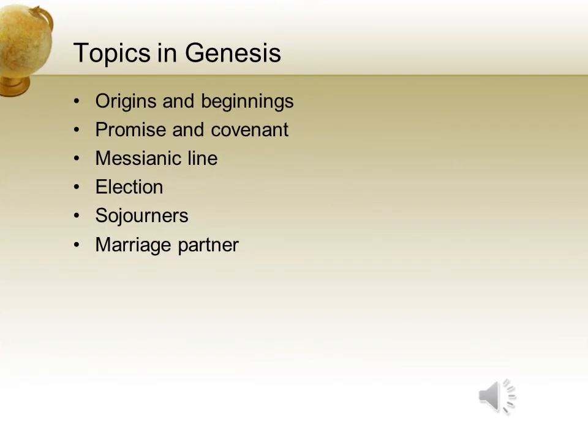So these are 6 important things in the book, and they will hopefully help you to maintain focus and answer the question, why of all the stories that could have been included by the author are these stories in the book of Genesis?